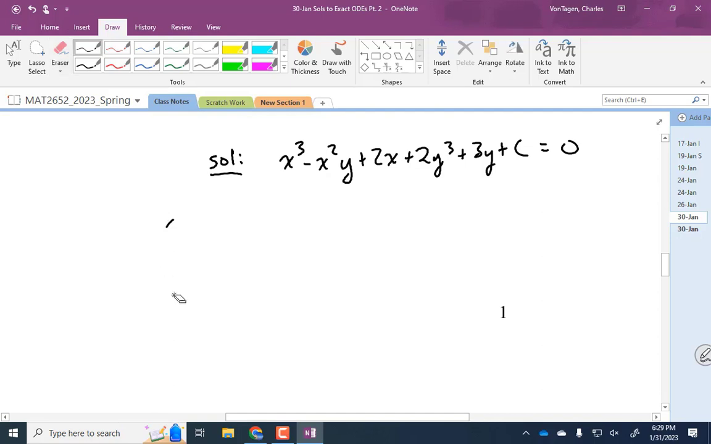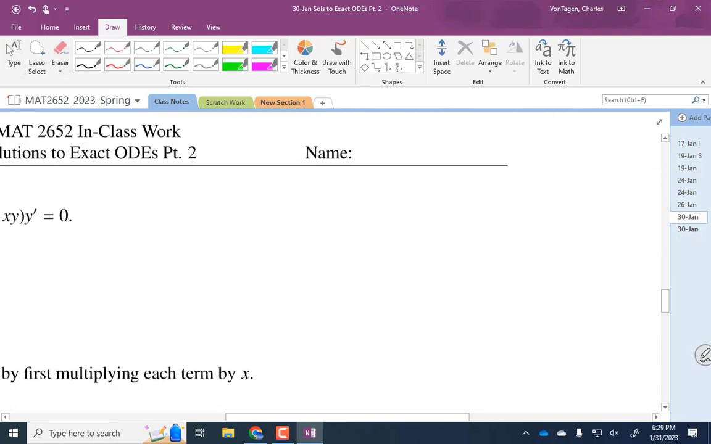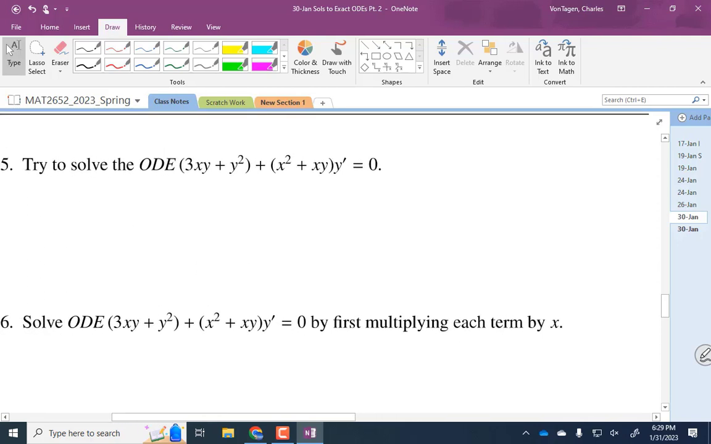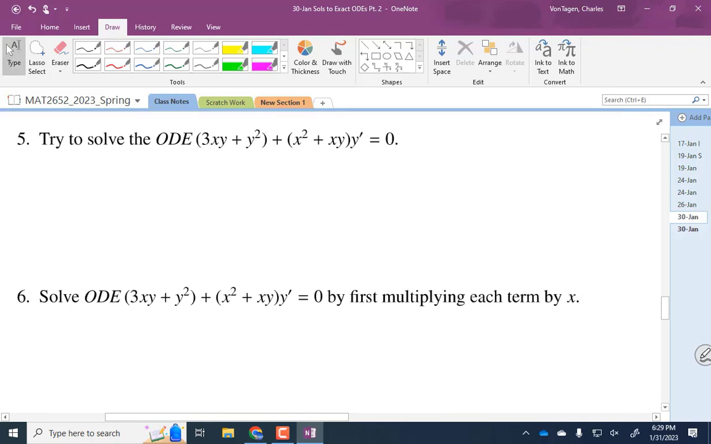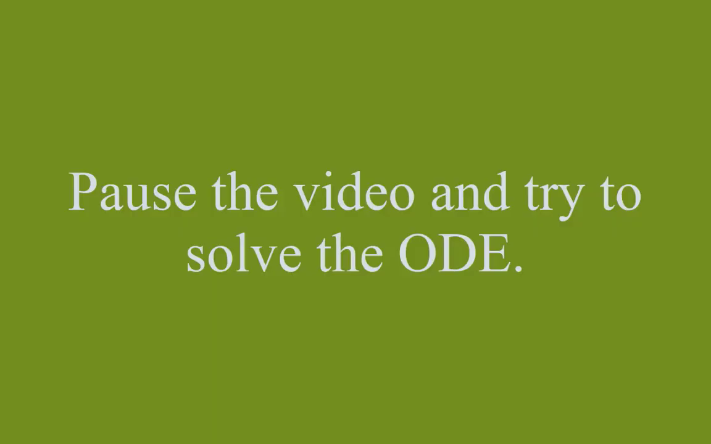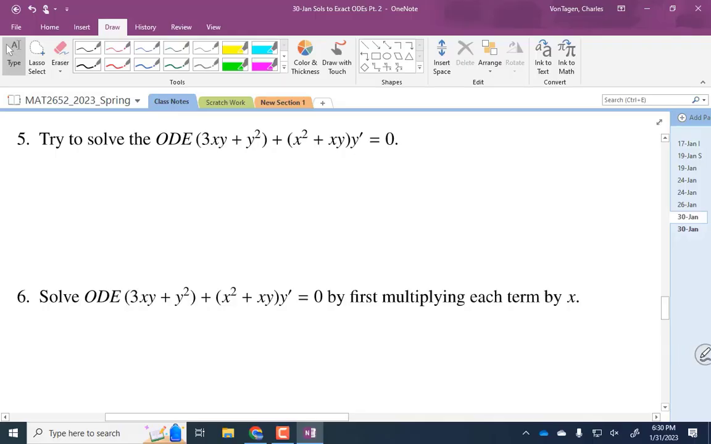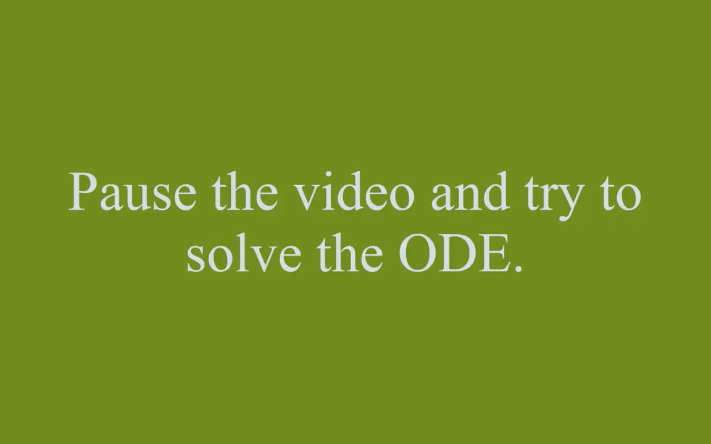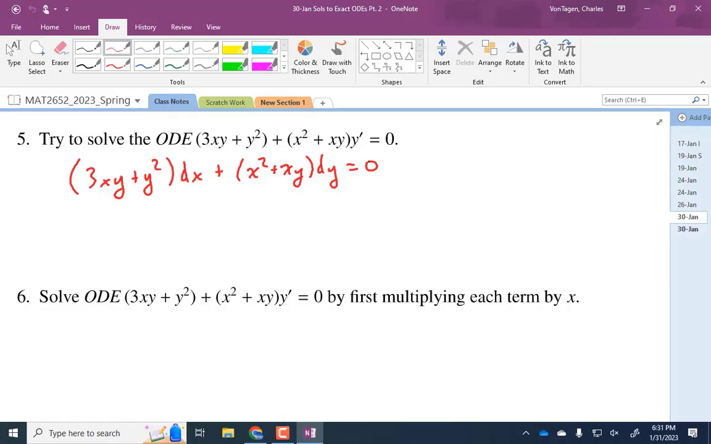Next page. So go ahead and I'd like you to use that method. I'd like you to try to solve this one. You can't do this problem using the method I just showed you.